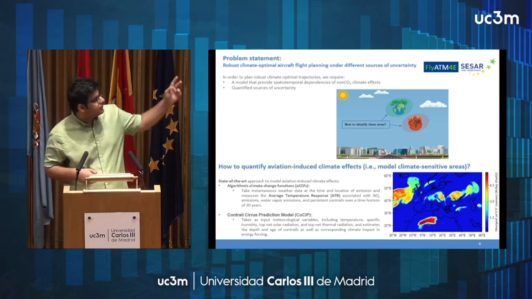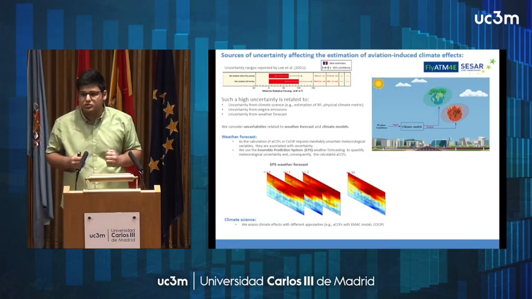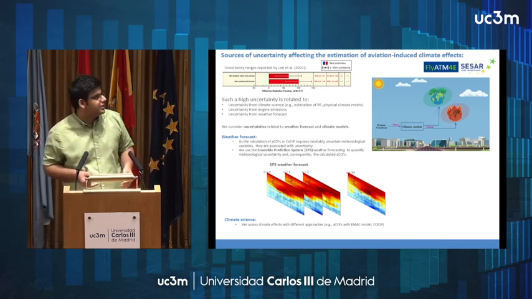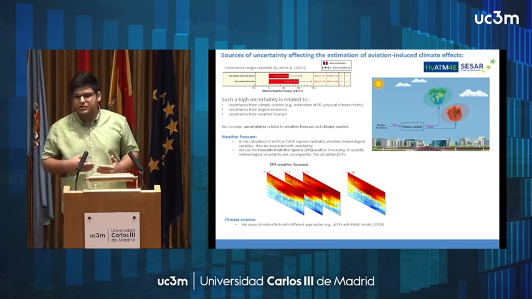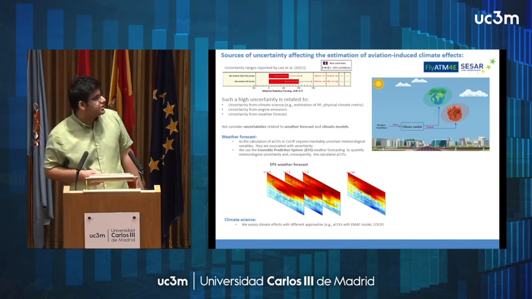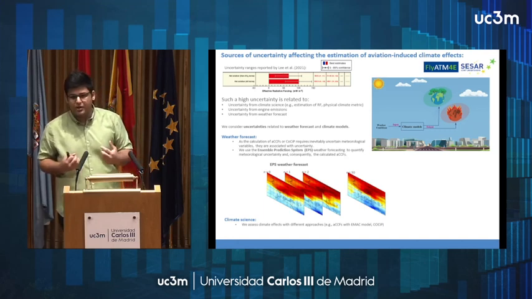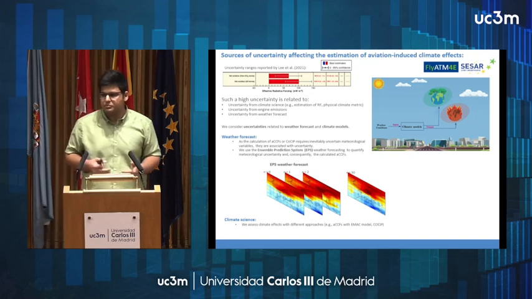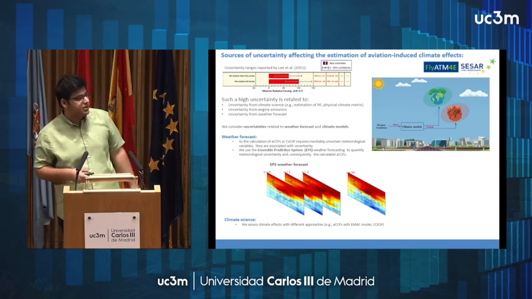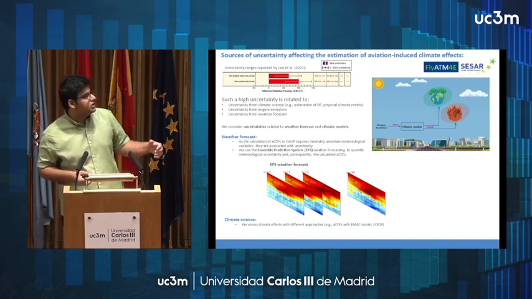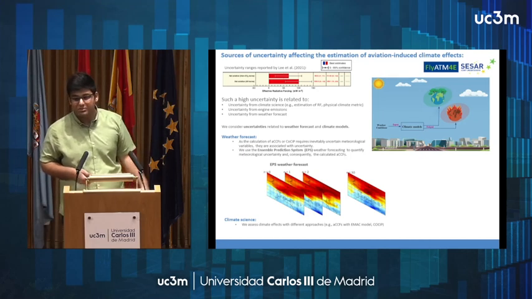So as mentioned, these two models take as input meteorological variables. As we all know, weather forecast is never exact, and this can bias the estimation of climate-sensitive regions. So in this study, we take as input the ensemble weather prediction system, which provides n different possibilities for weather condition in the flight planning to consider the uncertainty in meteorology and also the resulting climate-sensitive areas.